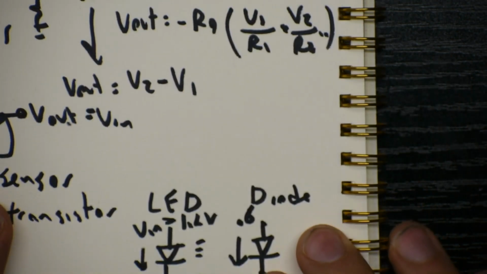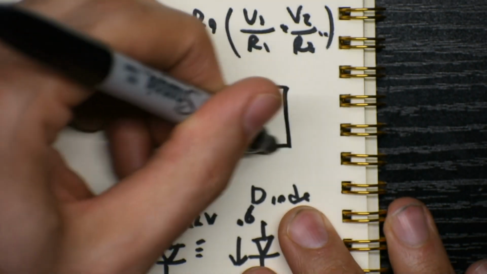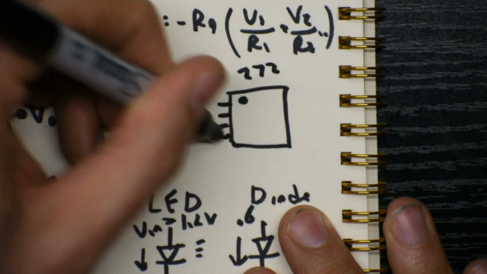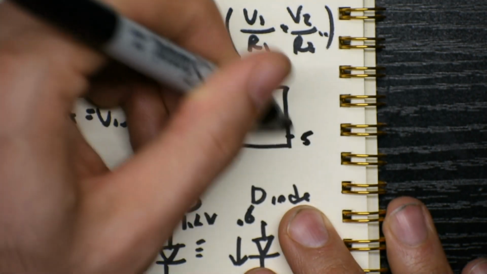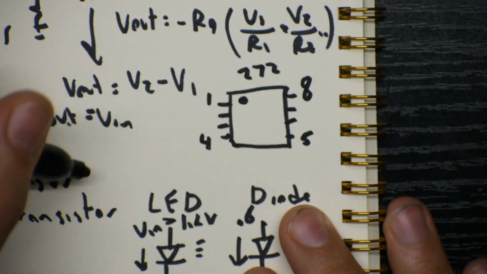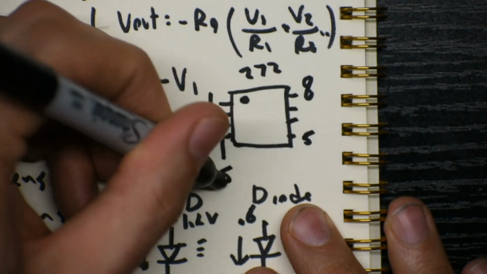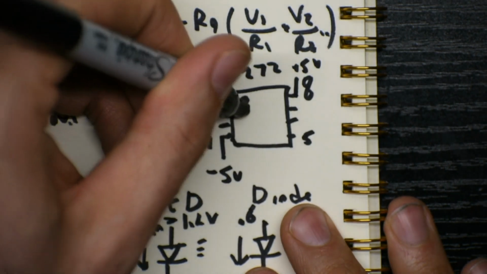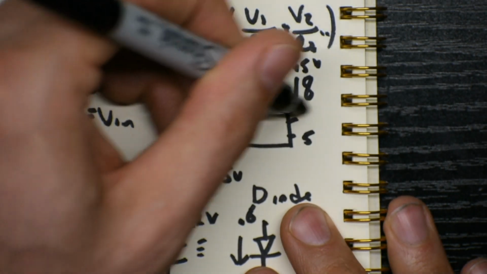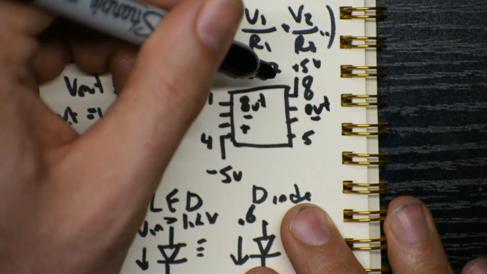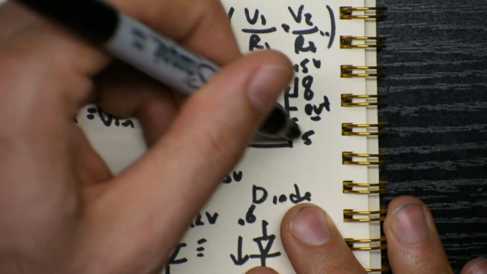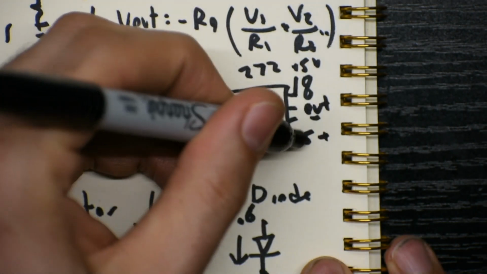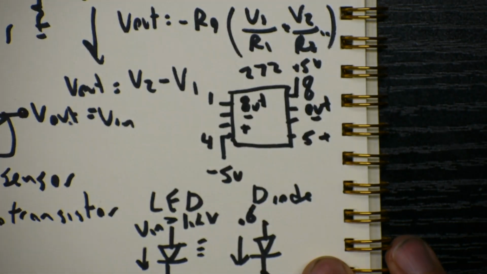We can also talk about the pinout for the op amp. We're using the 272. It has a little dot in the top left. 1, 4, 5, 8. Those are the pins. 4 is the negative 5 volts. 8 is the plus 5 volts. And it's out, minus, plus, out, minus, plus. Pin 5, that's not 5 volts, that's pin 5, and it happens to be the plus of that op amp.